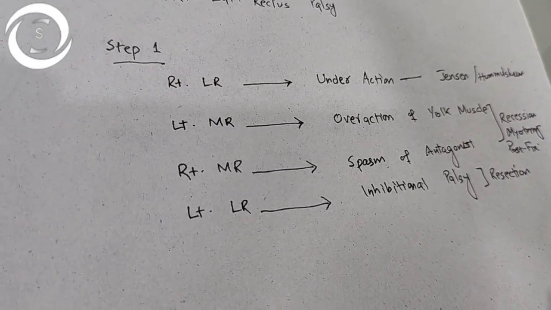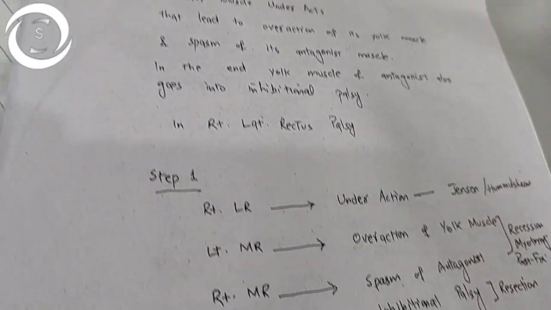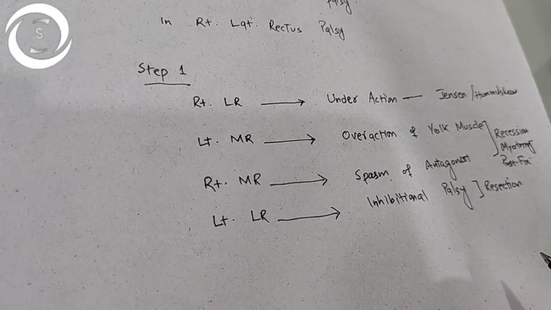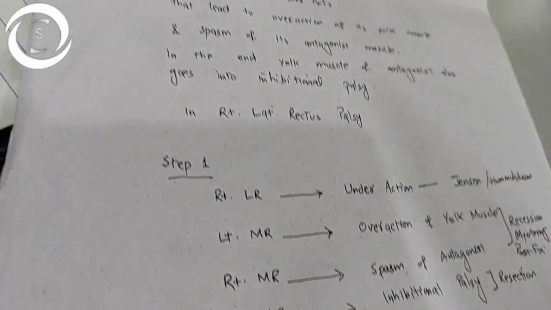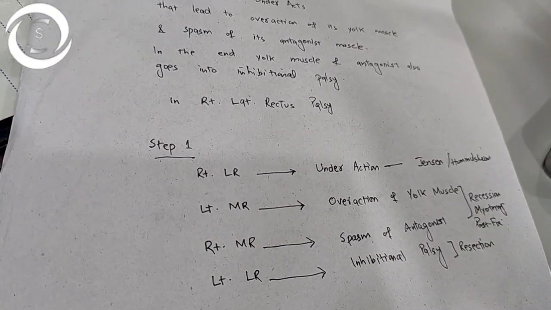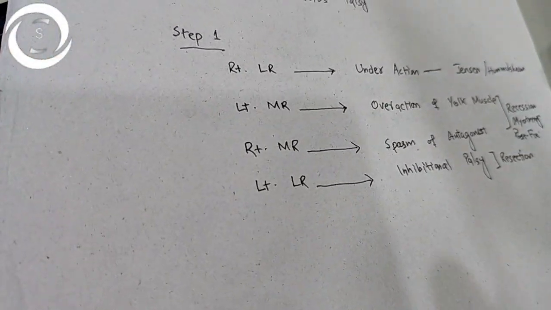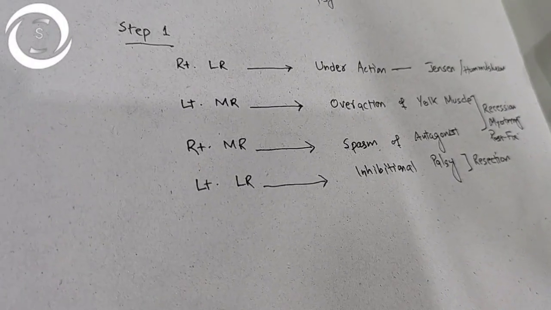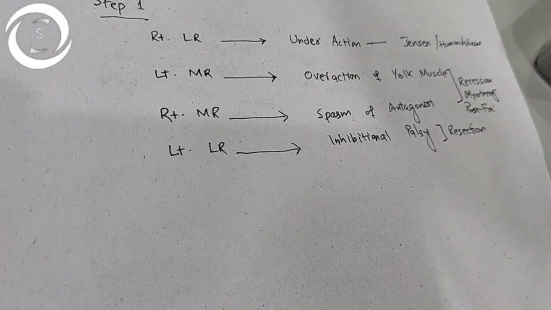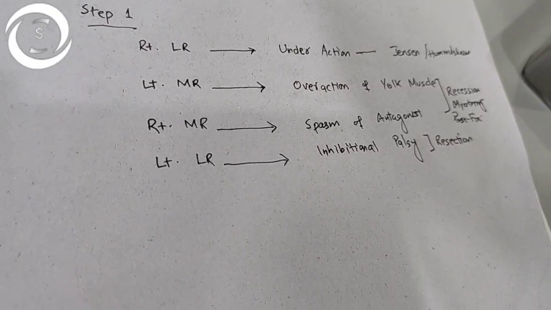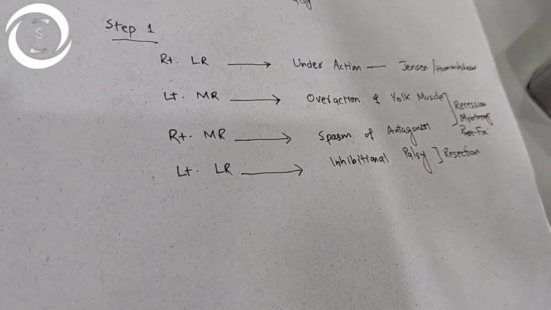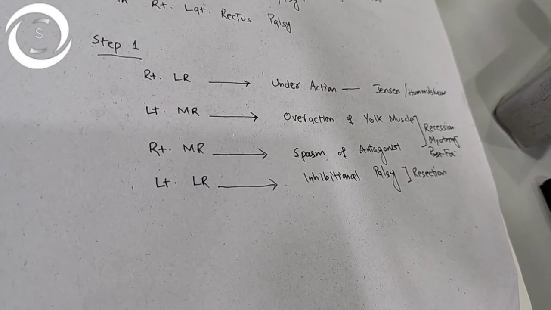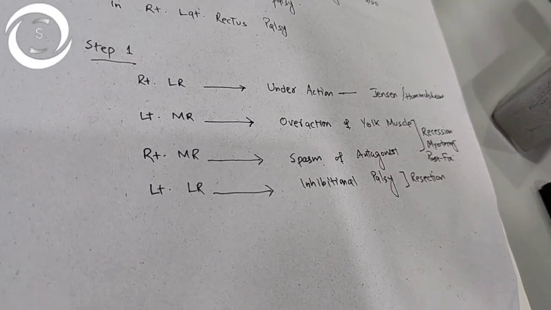So these are the sequelae of the muscle paralysis in horizontal muscle palsy. I hope now with this video you understand how the sequelae occur. First the underaction, then the yoke muscle goes into overaction, the antagonist into spasm, and the antagonist's yoke muscle into inhibitional palsy, and then you can correct it at all 4 steps.